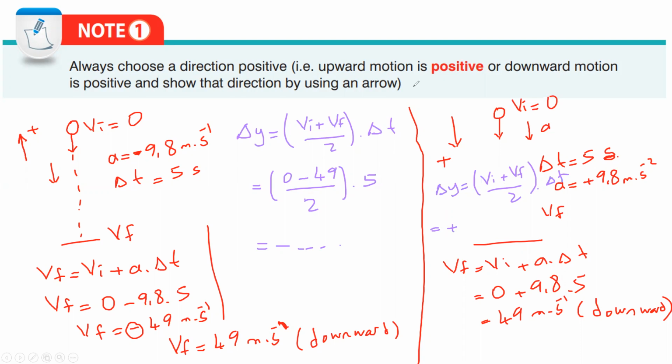I hope it's clear. I'm trying to explain note 1, choosing direction. The final answer must be the same. Okay, that's clear. Time is going.